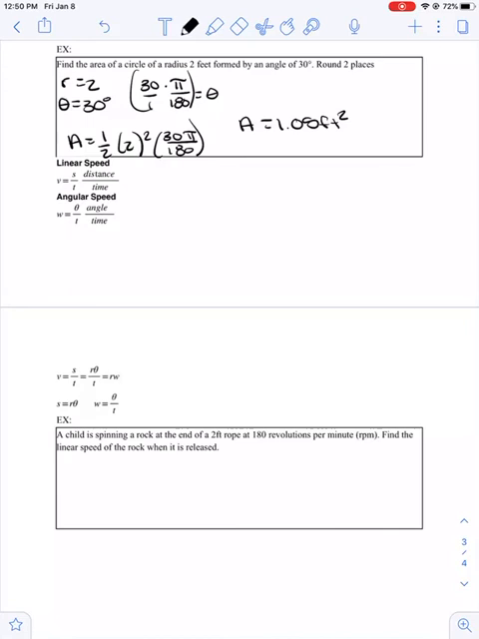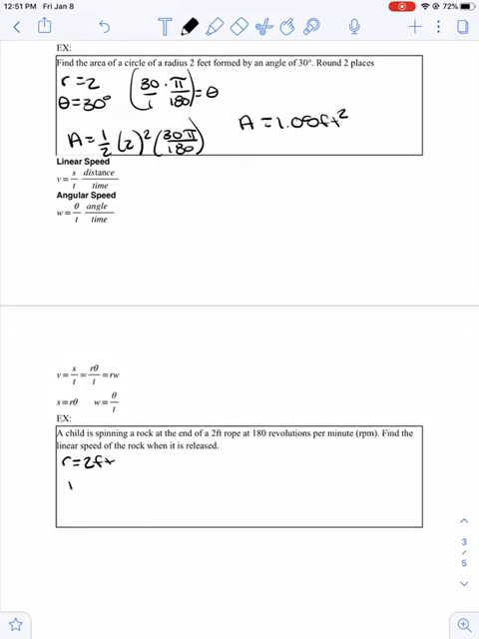A child is spinning a rock at the end of a 2 feet rope at 180 revolutions per minute. Find the linear speed of the rock when it's released. So we have an r of 2. We know the radius was 2 feet. And then we have the 180 revolutions per minute.